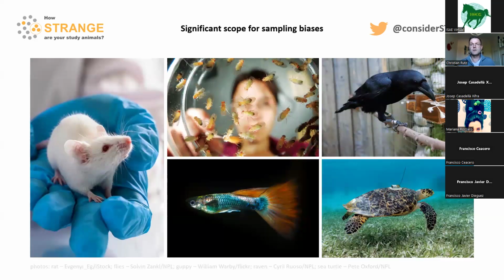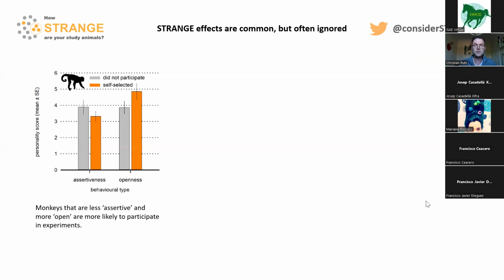And I would argue that there is very significant scope for sampling biases in animal research in general and animal behavior and animal welfare research in particular. And I've given some examples here that range from standard laboratory models to work in the wild. Here's a sea turtle fitted with a biologging tag. There are very often very significant sampling biases in tracking studies.